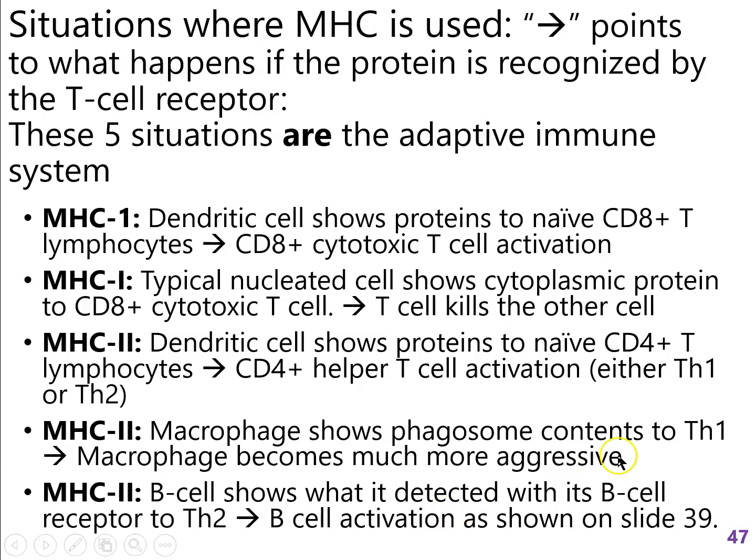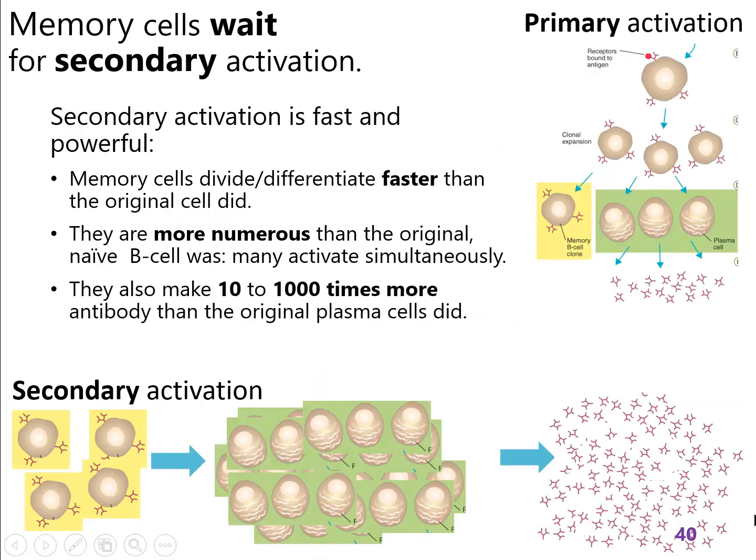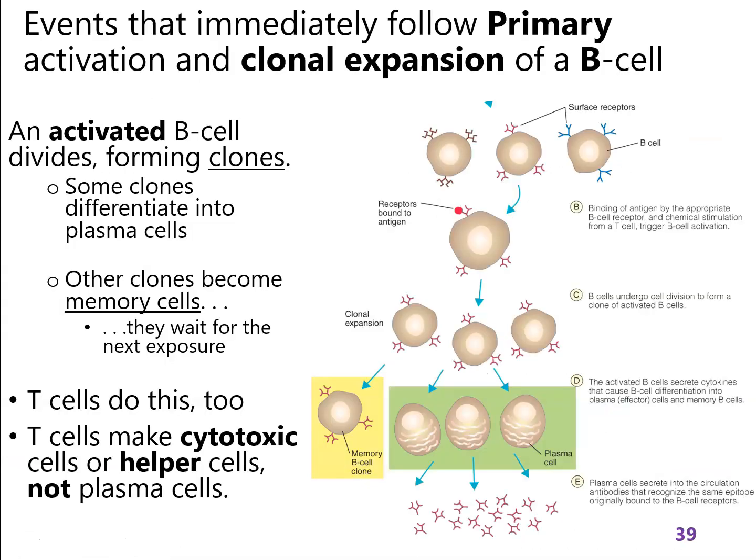And this is actually what I showed you on slide 39. So if we go back to slide 39, here we are. This is primary activation of a B cell, but it's also the full activation. This is what we call T cell dependent activation.